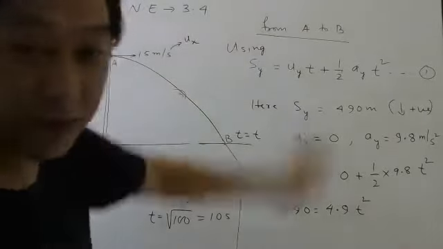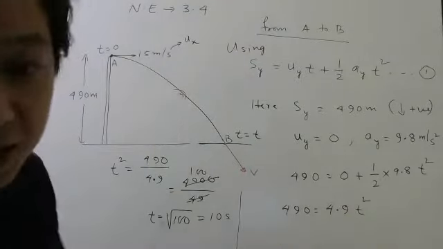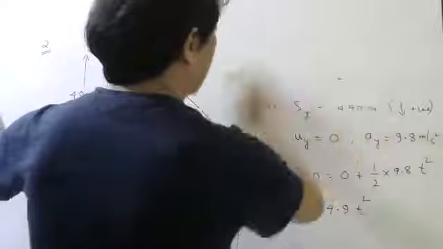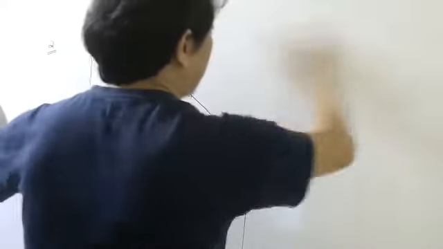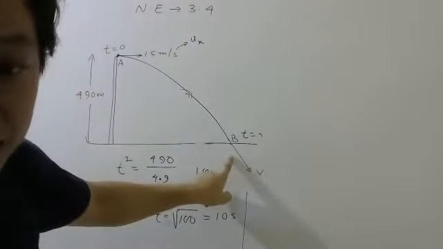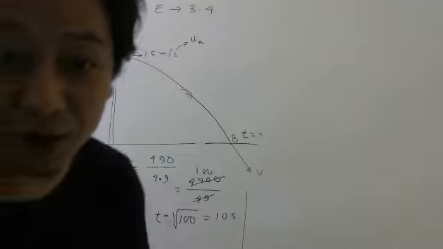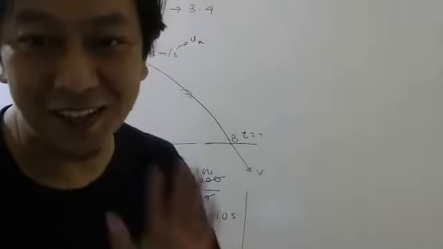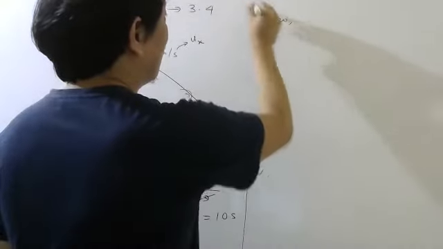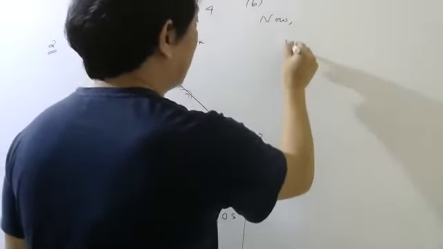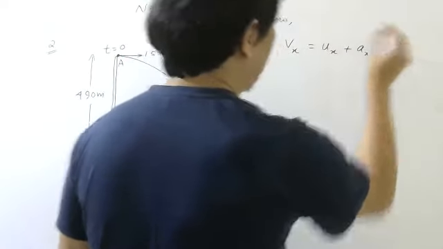Okay. Done. This part is done. So what time does it take to reach here? 10 seconds. Now we have to find the magnitude of the final velocity. Okay. So for that, don't directly use v equal to u plus at. This is 2D motion. So now for the second part, we will calculate Vx. Vx is what? Ux plus axt.